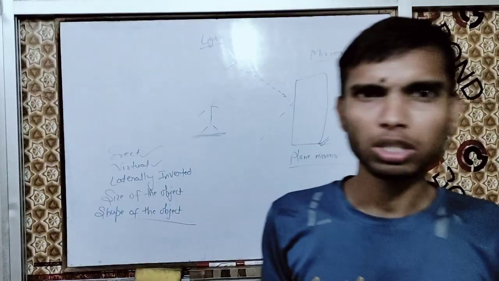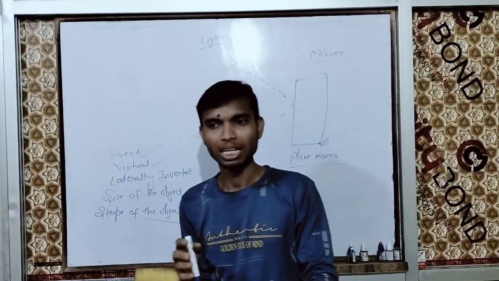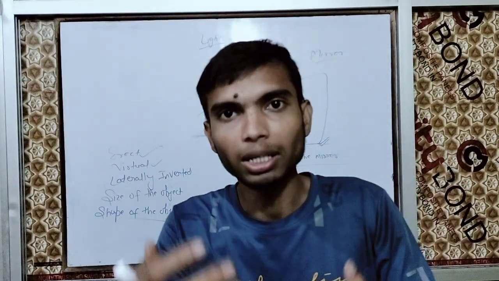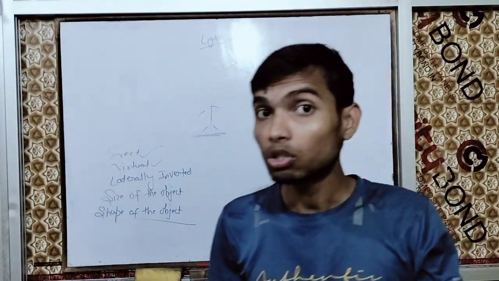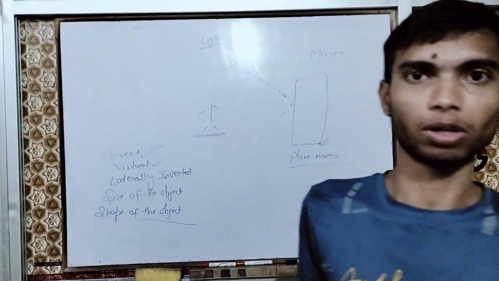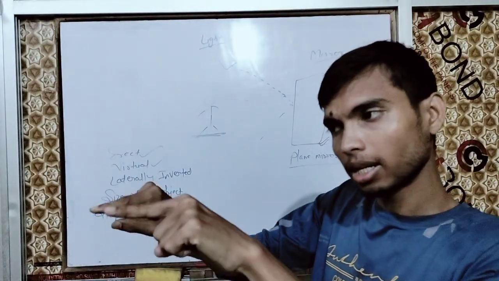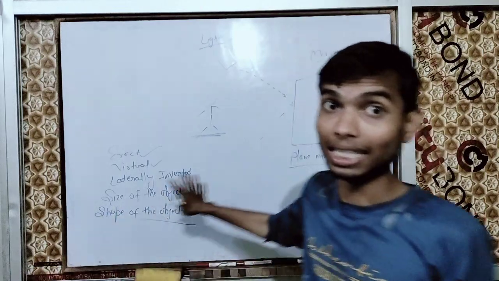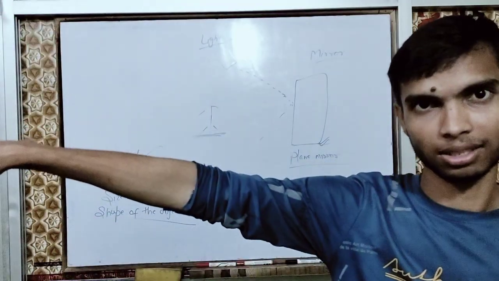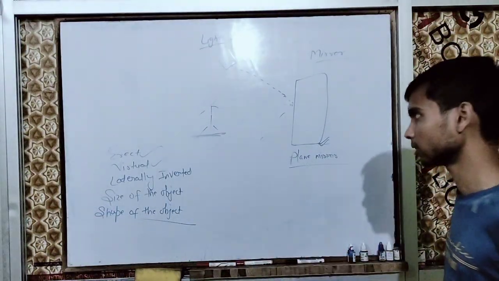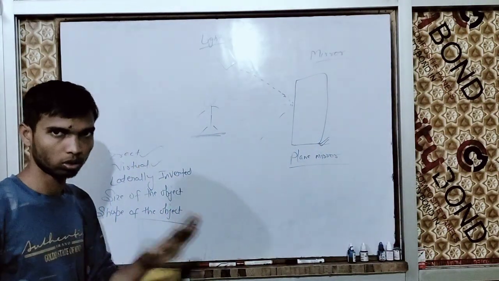It is also said that an image which is virtual is not obtained on a screen, because it is virtual. In other words, it is not a real image. A real image can be represented on a screen, but a virtual image cannot be obtained on a screen. This is the difference between virtual and real. Okay, virtual and real, these two are done.